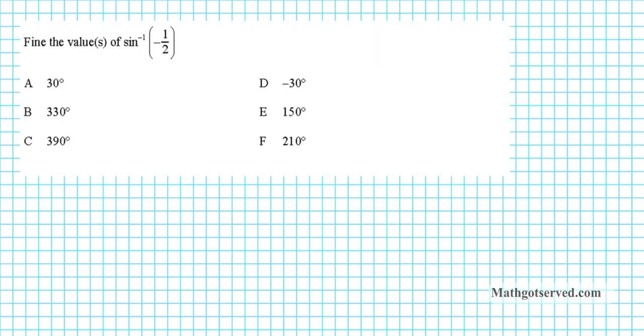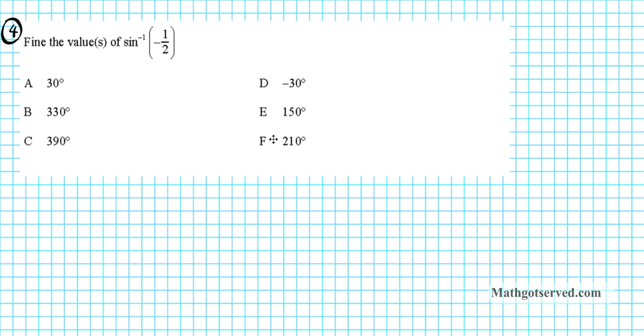Now let's take a look at question number 4. We are to find the values of the inverse sine of negative 1/2. And we have multiple answers here. There are different ways we can do this. If we have memorized our reference angles, we can use that. We can use a unit circle, or we can also make use of the calculator.